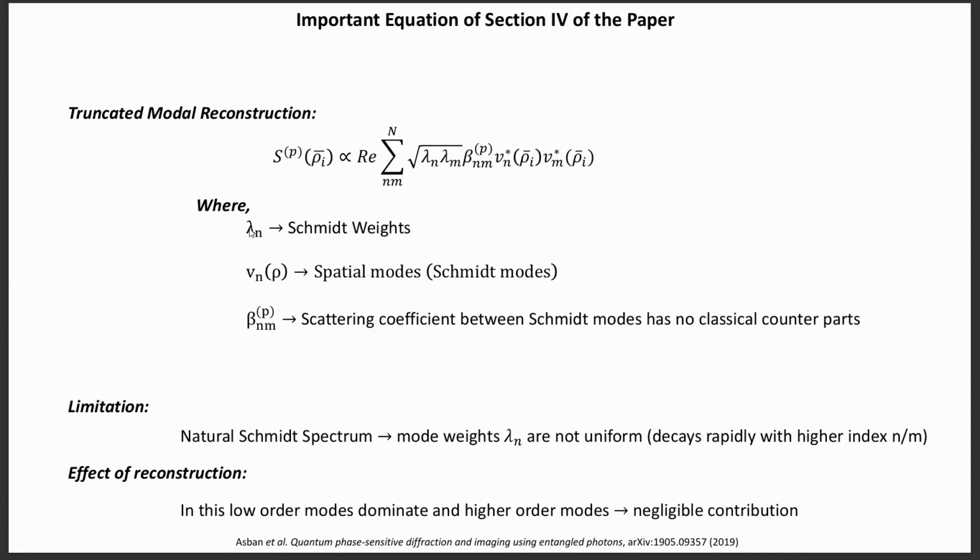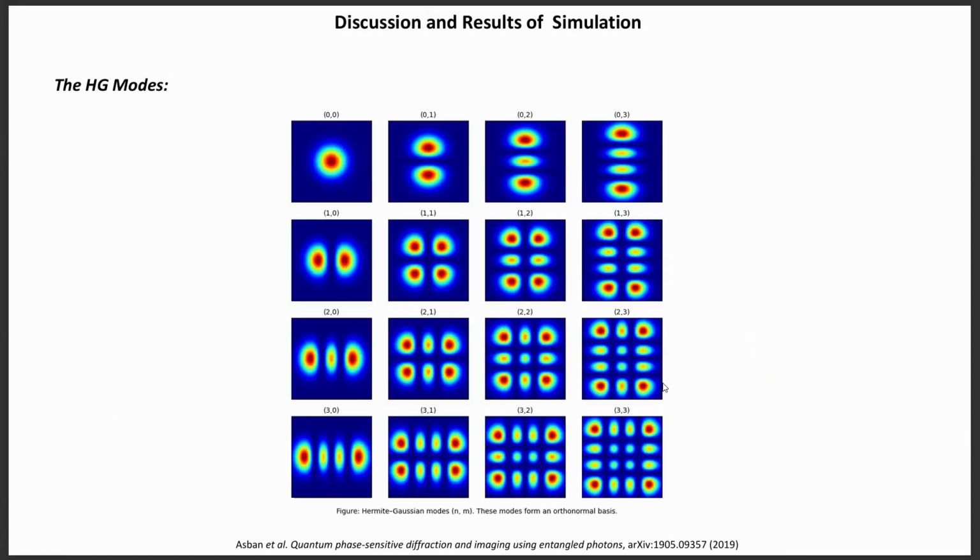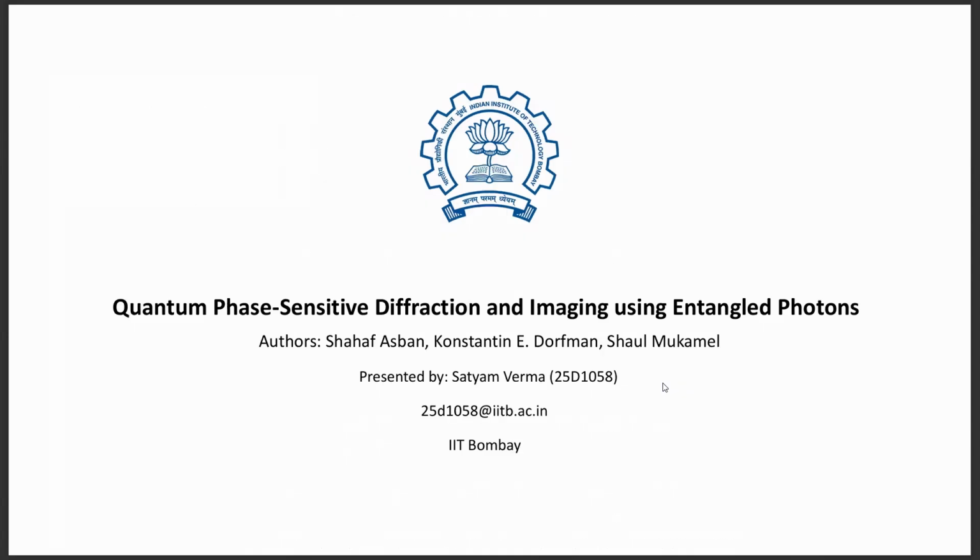Truncated mode reconstruction. This expression I have shown previously too. Here lambda is the Schmidt weights, and V and rho are the spatial modes. Also symmetric modes V and beta PNM is a scattering coefficient or coupling coefficient between split modes and has no classical counterpart.